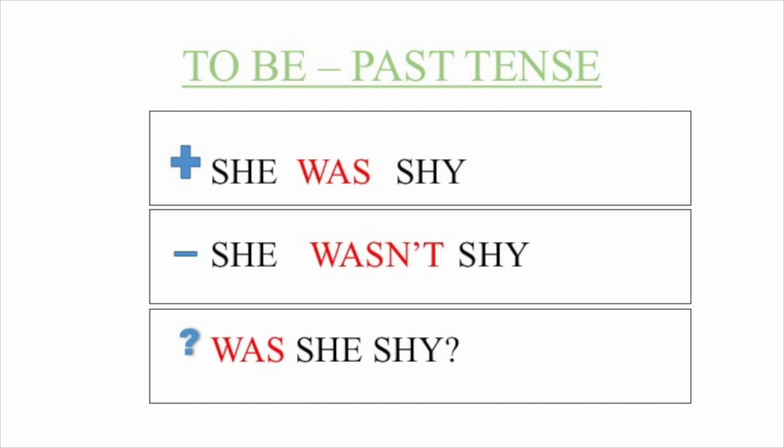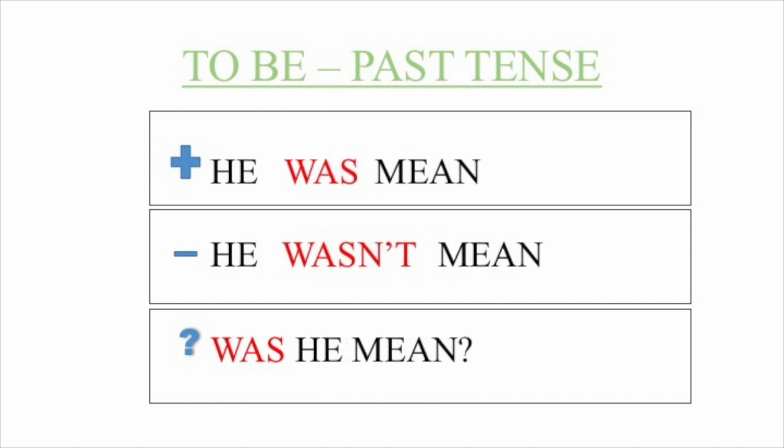Next one, she. What past tense form do we use? Was or were? Was. She was shy. So how about the negative form? She wasn't shy. And the question, was she shy? Excellent. He. He was mean. Negative. He wasn't mean. And the question, was he mean?